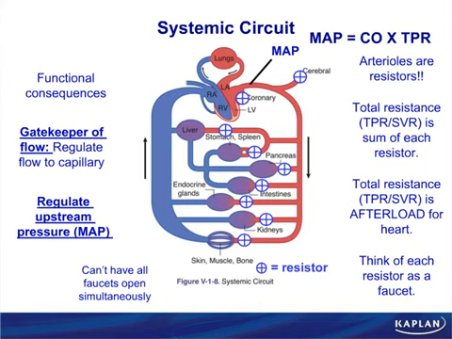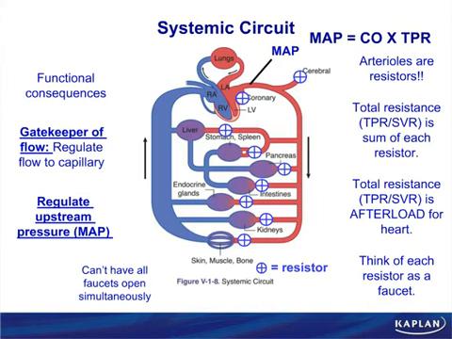All right, total resistance is the sum of each of these resistors. Yes, it's added as reciprocals because it's in parallel, but total resistance, TPR, total peripheral resistance, you could also call it systemic vascular resistance, SVR. Both terms are acceptable and interchangeable. So total resistance of the systemic circulation, TPR, is related to these arterioles because that's the main site of resistance. And as we also indicated, don't forget, this resistance is afterload for the heart.